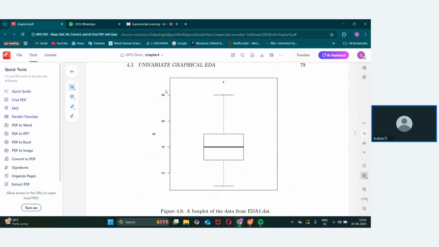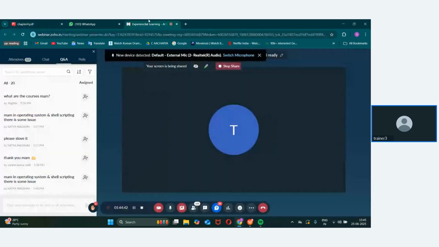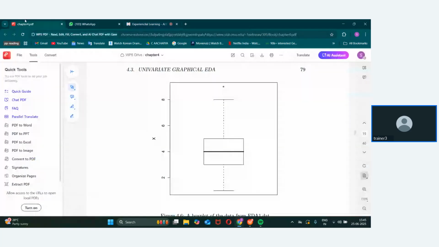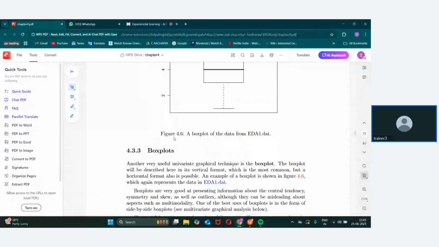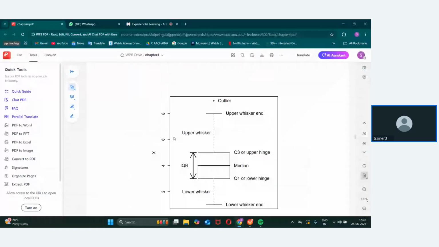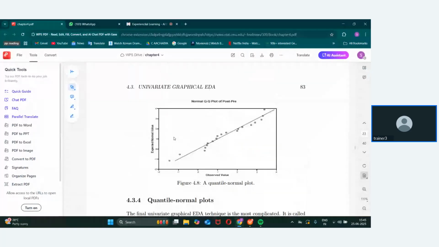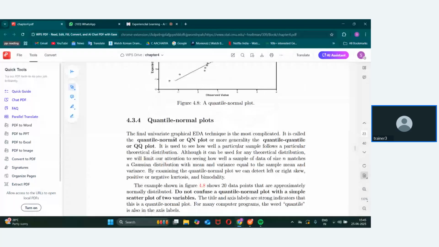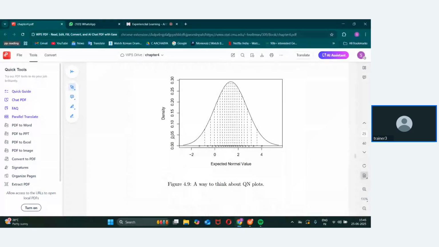This is a box plot. Guys, you can look at the course now. Go through the course. Try completing it.